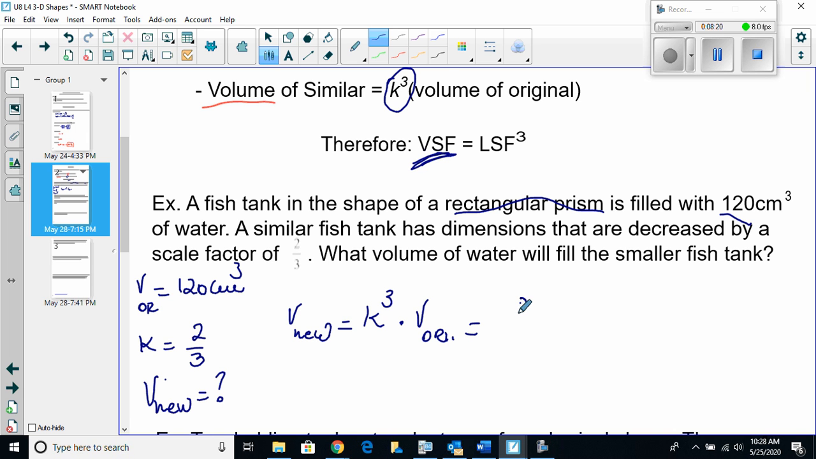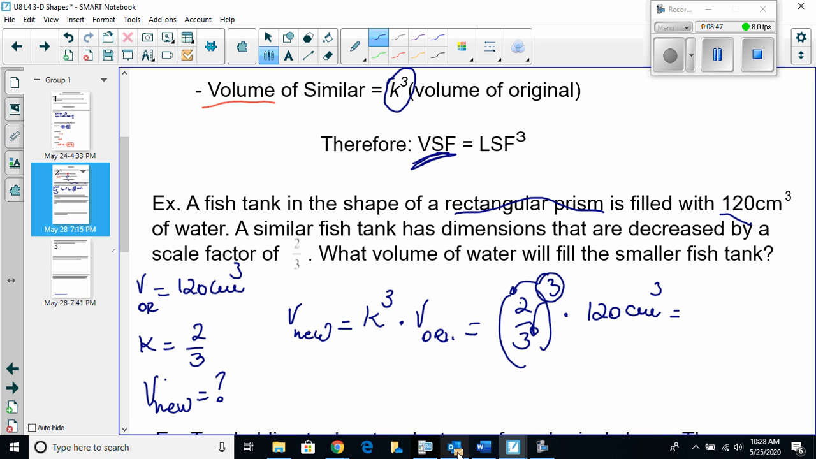So (2/3) to the power of 3 times 120, and the units are centimeter cubed. The key here is that the power of 3 is affecting both the 2 and the 3. So you will have 8/27.